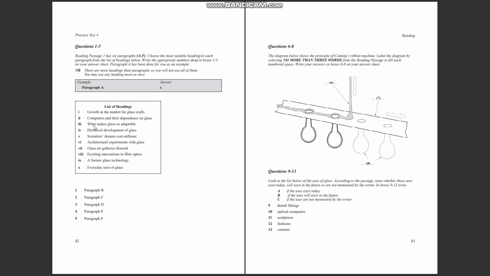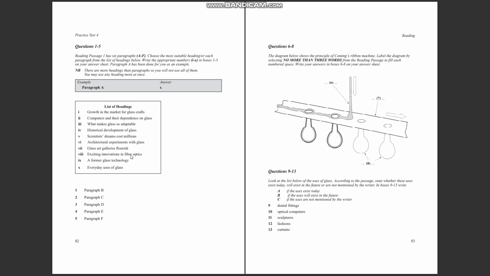So let us check all the headings. Growth in the market of glasscraft. No, there was nothing about glasscraft. Computers and their dependence on glass. No, I don't think so. And then we have what makes glass so adaptable. No. Historical development of glass. No. Scientists' dream costs millions. No, they have not discussed scientists' dream. Sorry, they were discussing the US glass industry. Architectural experiments with glass. No. Glass art galleries flourish. No. Exciting innovation in fiber optics.